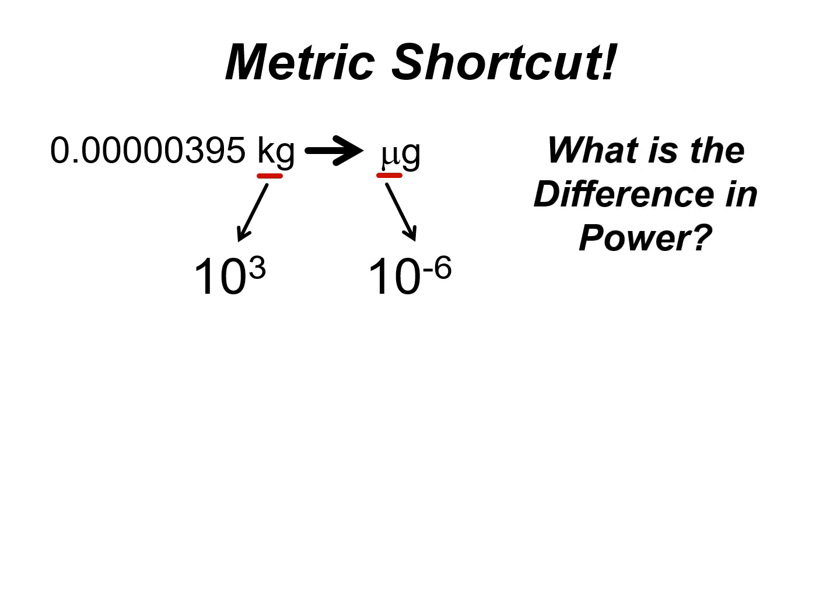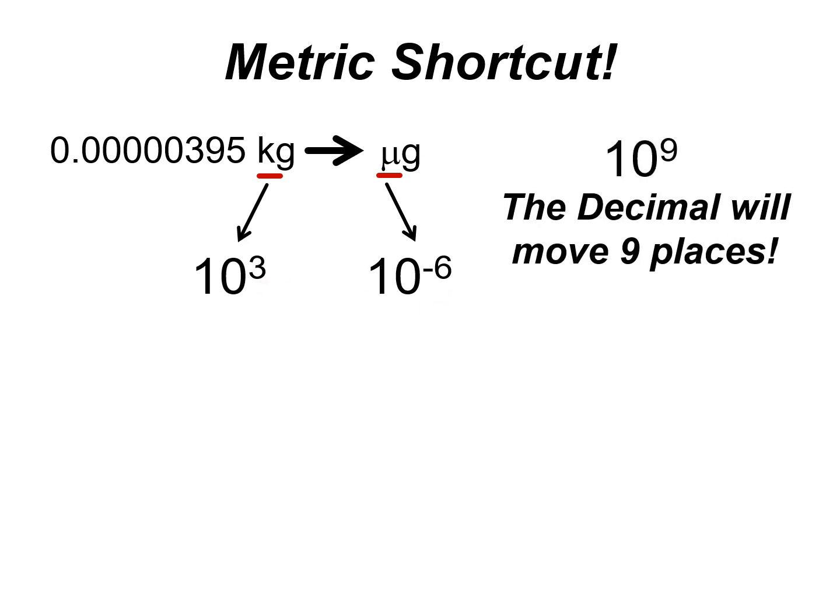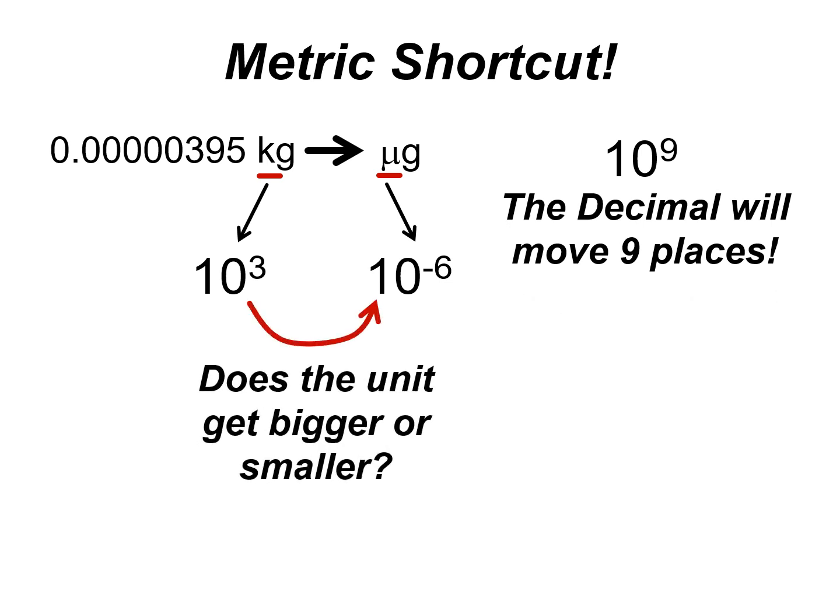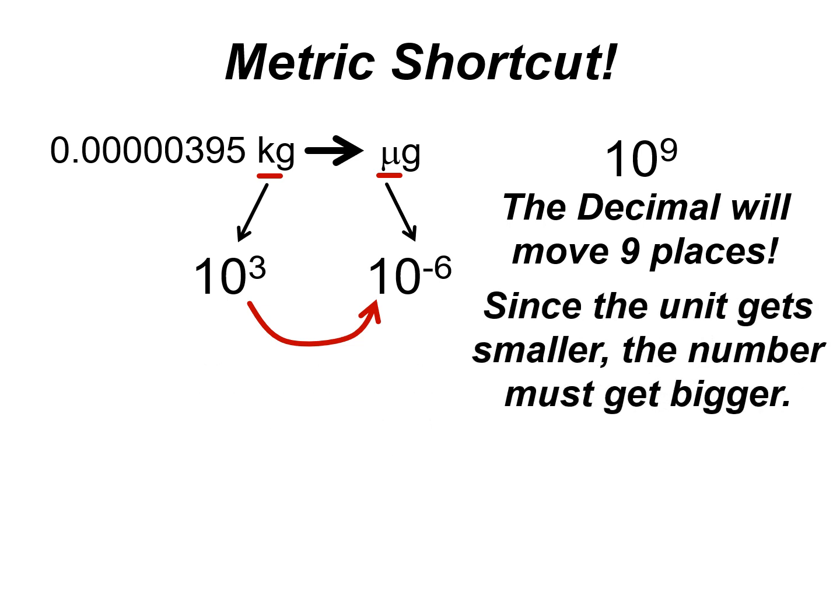So the next question we need to ask is, what is the difference in power? If you look at 3 and -6, the difference in power is going to be 9. So we have 3 minus -6, that gives me 9. But we need to figure out which way we're going to be moving the decimal point. The 9 tells us that we are going to move the decimal point, but we need to figure out which way. Well, the units are going from bigger units to smaller units. So 10 to the third to 10 to the -6, that's getting smaller, which means the number has to get bigger. So in order for the number to get bigger, we have to move the decimal point to the right.